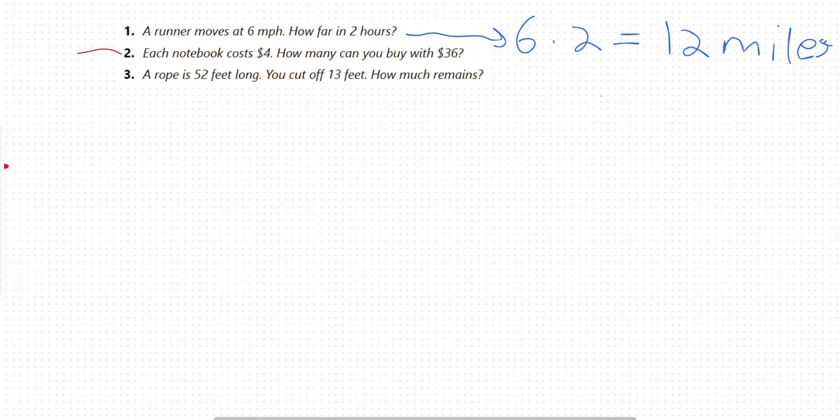All right, let's move on to 2. Each notebook costs $4. How many can you buy with $36? Okay, let us say 4 and N to represent notebook equals 36. Just think about that. Each notebook costs $4. How many can you buy with 36?